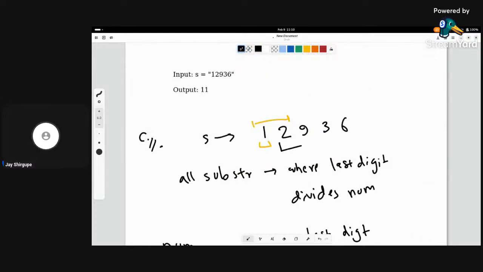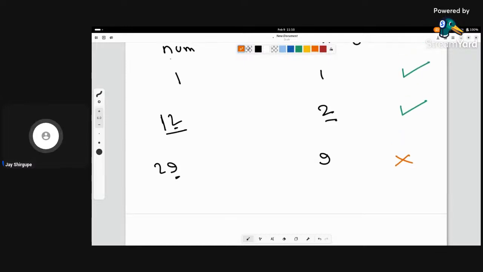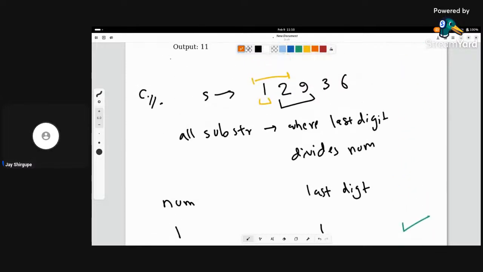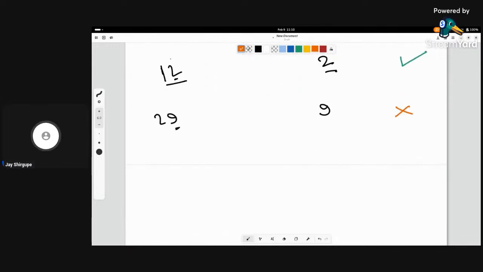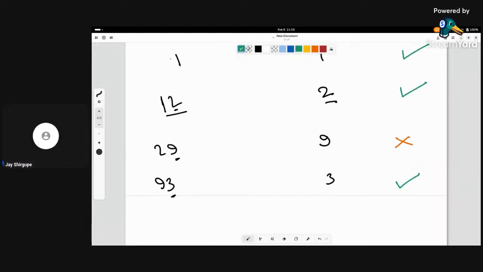Then let's look at 29. What's the last digit of 29? It's 9. And does 9 divide 29? No, 9 is not able to divide 29. So this is not a good substring, and you don't have to count it. Then if you look at 93, the last digit is 3. Does 3 divide 93? Yes, 93 divided by 3 is 31. So this is a good substring. And so on and so forth.